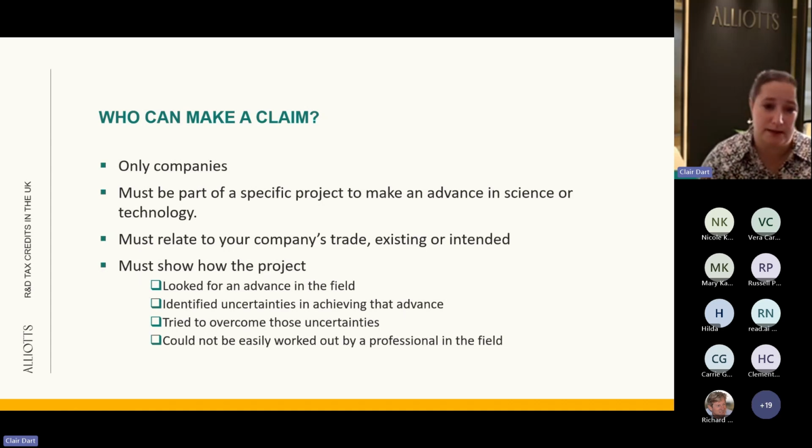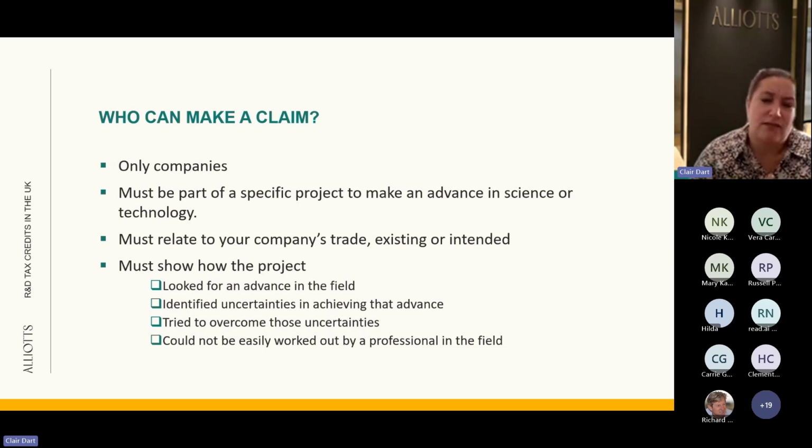It is just companies. The primary factor is the activity must be part of a project with the intention to make an advance in science or technology. And that's the overriding fact. If it's not an advance in science and technology, it is just out, simply.